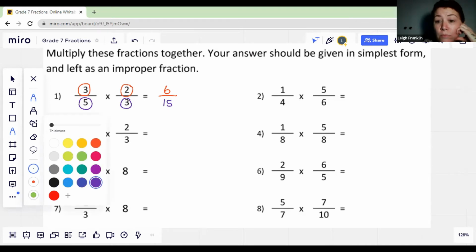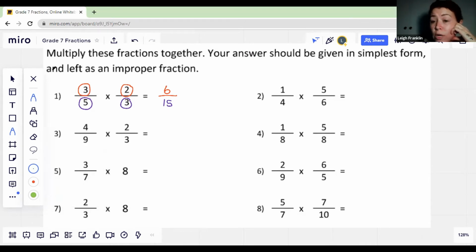No, ma'am. No, it's not. What can we divide the top and the bottom by? 3. Perfect. Quite right. So now we're going to divide the top by 3. What's that going to leave us at the top? It's going to leave us with 2. 6 divided by 3 is 2.